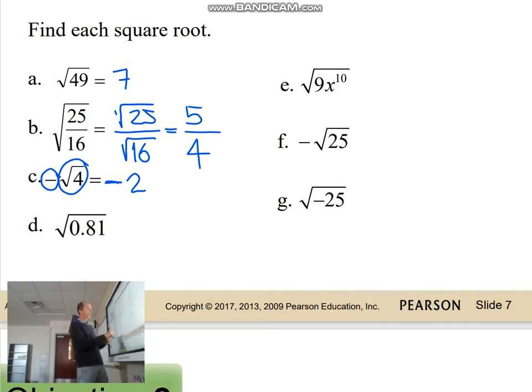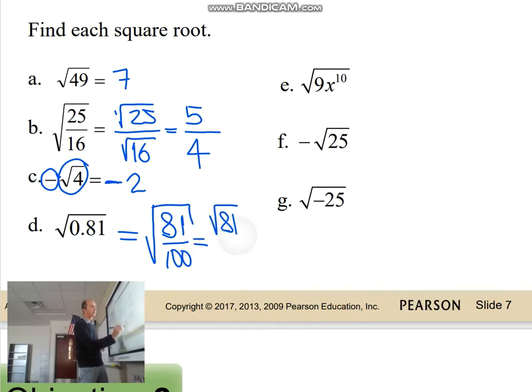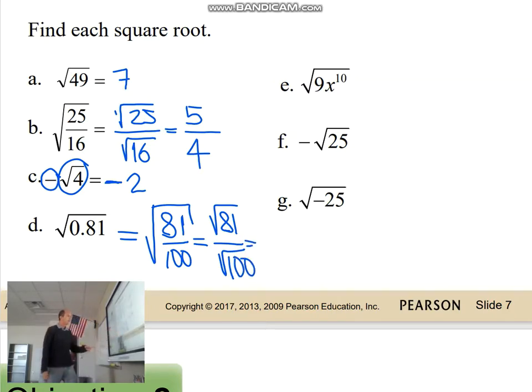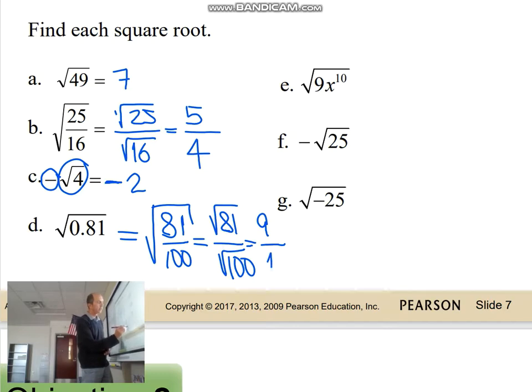Square root of 0.81. You can write 0.81 as 81 over 100, right? And this is square root of 81 over square root of 100. 81 is 9 times 9, 9 squared. That means the square root of 81 is 9. And 100 is 10 times 10, 10 squared. That means square root of 100 is 10. This is the answer. You can write as a decimal 0.9.